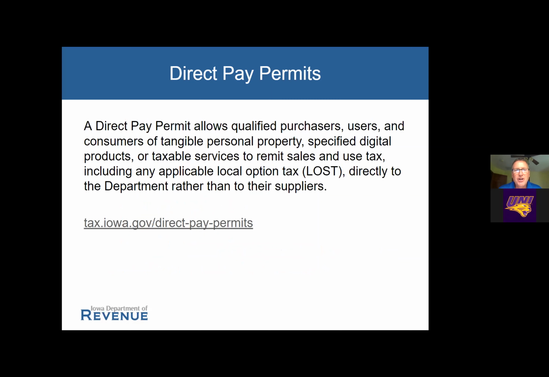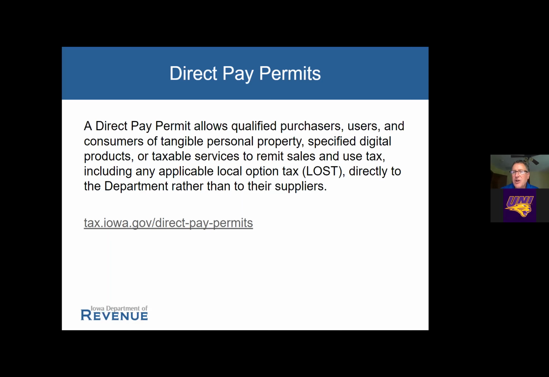Looping back just a little bit on these direct pay permits, a direct pay permit allows qualified purchasers, users, and consumers of tangible personal property, specified digital products, or taxable services to remit sales and use tax, including local option tax, directly to the department. Okay, this means that when they buy things, the vendor does not charge them tax. They don't pay the tax to the vendor. They pay it directly to the Department of Revenue.